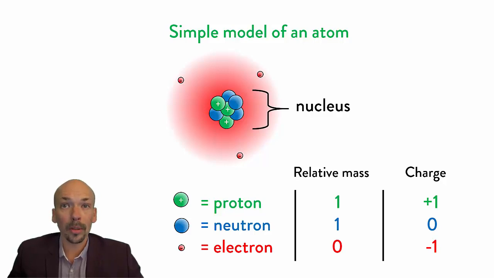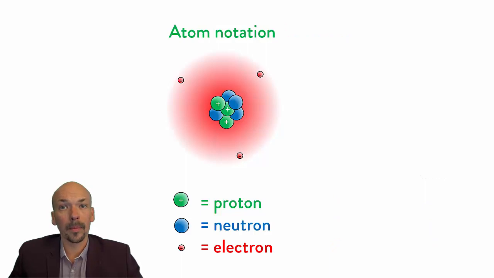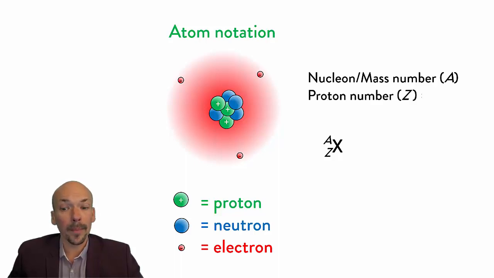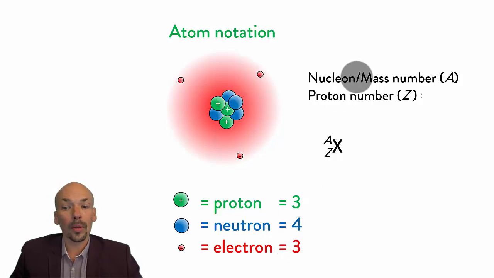Now I will show you the correct notation of this atom. For the correct notation we need to follow this rule. The X is for the symbol of the element. The capital A is the nucleon or the mass number, and the capital Z is the proton number. So if we want to have the correct notation for this atom, we need to calculate the amount of protons. As you can see, there are 3 protons, so we write down 3. Neutrons, we can count 4, so that's 4 of them, and electrons, there's 3. We do not need them for the notation, but just to make it complete I also put down the number of electrons.